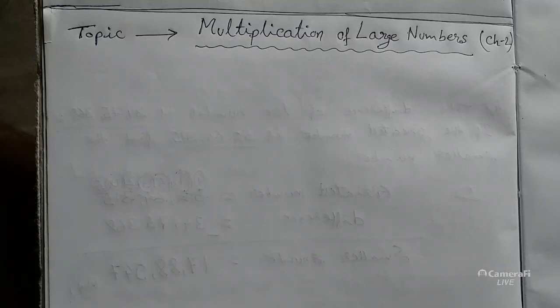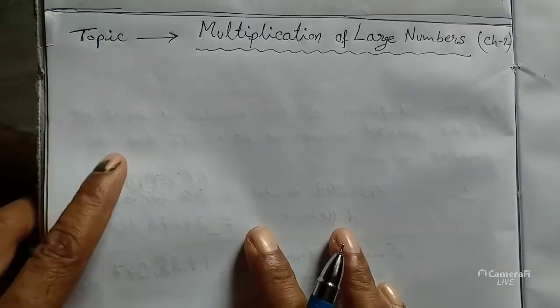Hello everyone. Today I am going to discuss this topic, multiplication of large numbers, from your second chapter. In your previous class we have learned about the multiplication of a number by a 2-digit or 3-digit number. Let us take a revision of this type of multiplication.